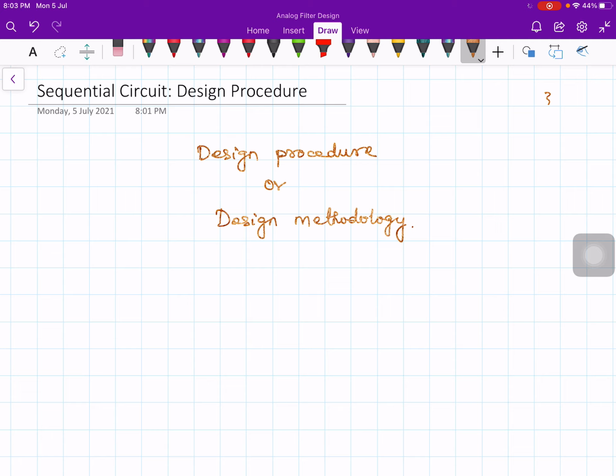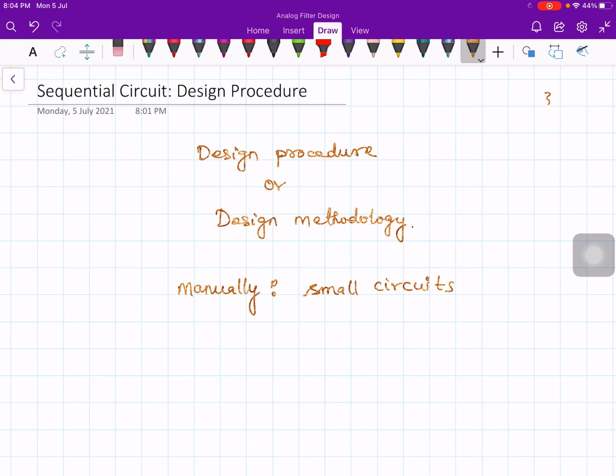So the design procedure generally specifies the hardware, how the hardware is implemented. So the hardware will implement a desired behavior. The design effort for small circuits may be manual. If you want to design a small circuit, then you can do it manually. It's not a problem. But if you go to industry, generally they will design a big circuit and some for big applications.